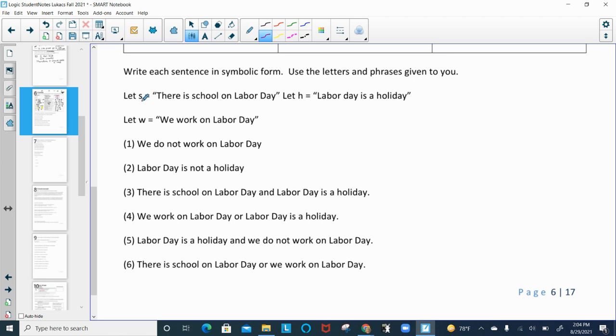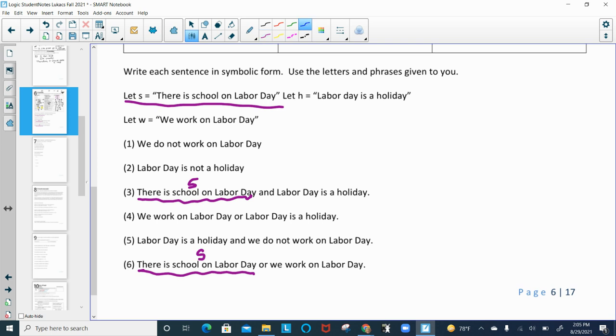Now, what does that mean? Well, S is the same thing as there is school on Labor Day. So anywhere you see there is school on Labor Day, right there, there's school on Labor Day. I'm looking to see. That's all I see. There's school on Labor Day. I don't even see one that's the opposite. That's going to be an S.